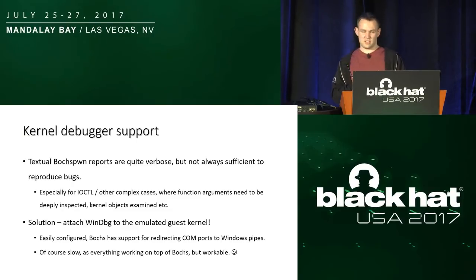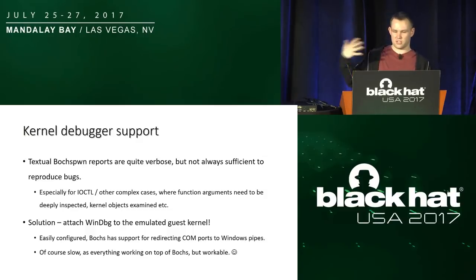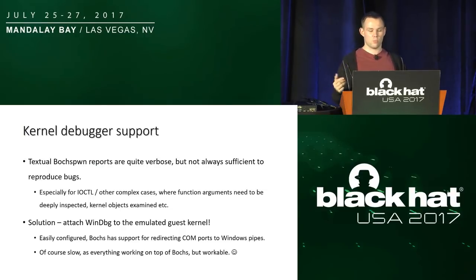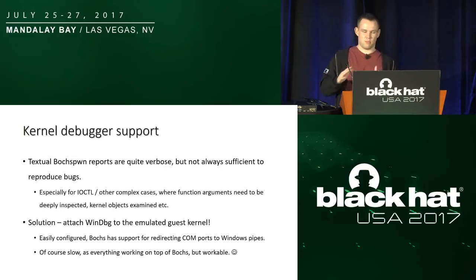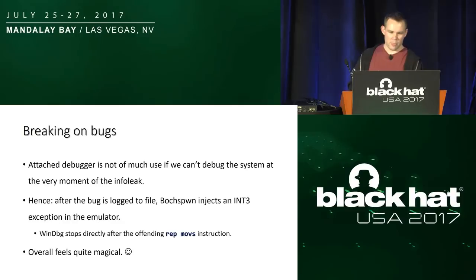So it's not very convenient in that case to try to analyze the bug based just on the single Bochspwn report. So as I mentioned before, what I wanted to do is to be able to attach WinDbg to the emulated guest kernel. And this is not a very big problem because Bochs actually supports redirecting COM ports to Windows pipes, so we can just enable kernel debugging in the guest system and then attach a WinDbg to it from outside. Of course, this is very, very slow. If you try to attach WinDbg, it takes maybe 5 minutes for it to fully initialize and provide you with the interactive shell, but it's still workable for our purposes.